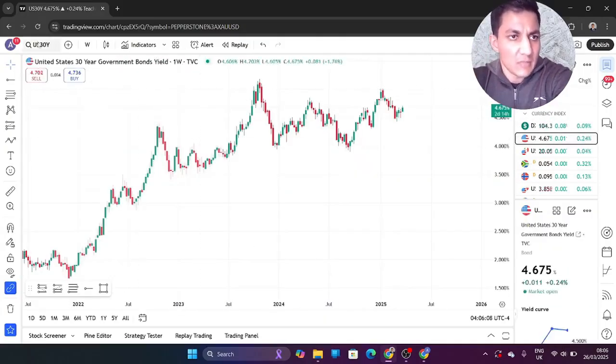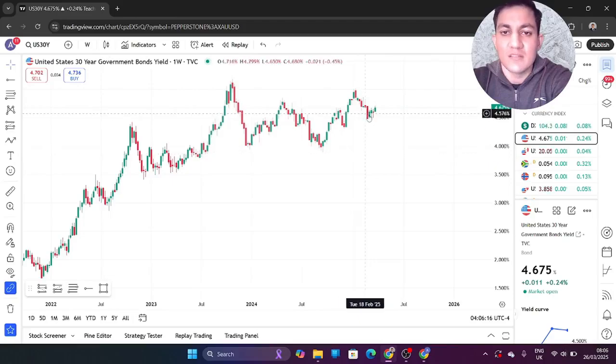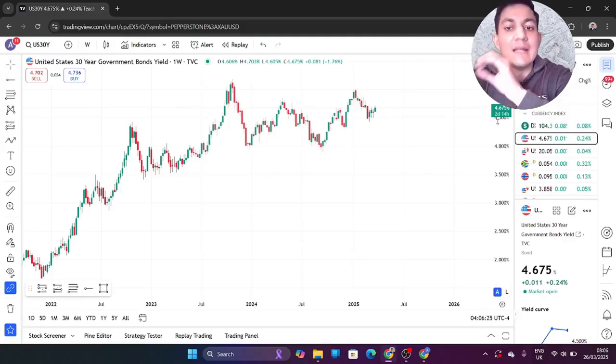Right here, if you type in US 30Y on TradingView, you'll get something called the United States 30-year government bond yield. Now, it sounds complicated. All you need to know is this is the interest rate for the US government's debt, right? So, like bonds and stuff. This is the US government's interest rate. And this is something for your notes. The higher the interest rate, the more valuable the currency, right? So the higher the interest rate, the more valuable the currency is. And it makes sense, right?